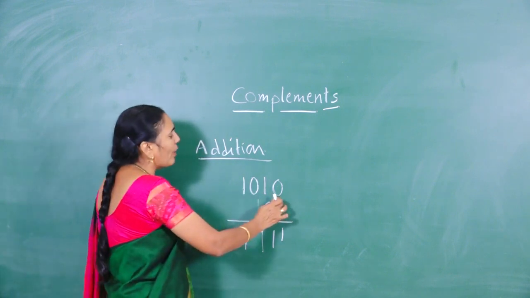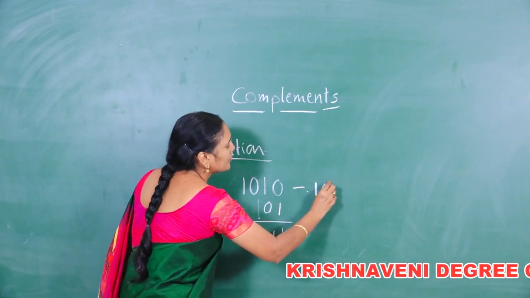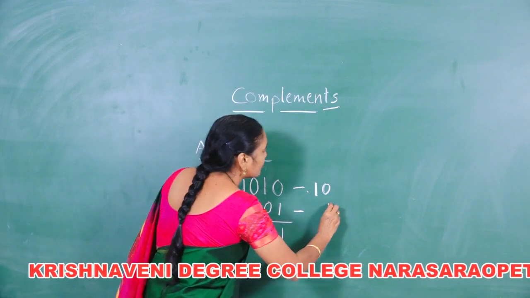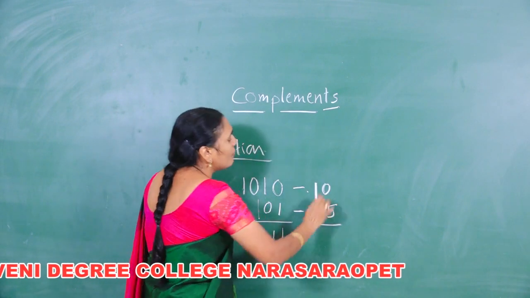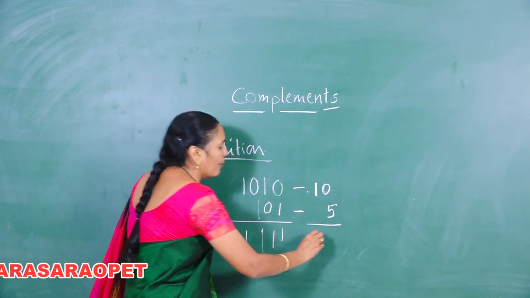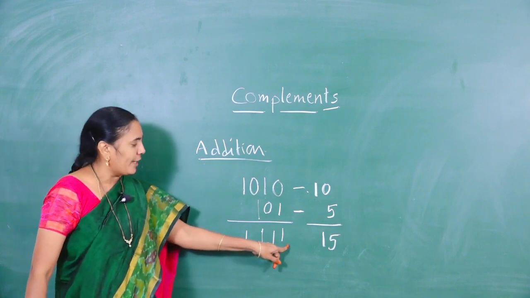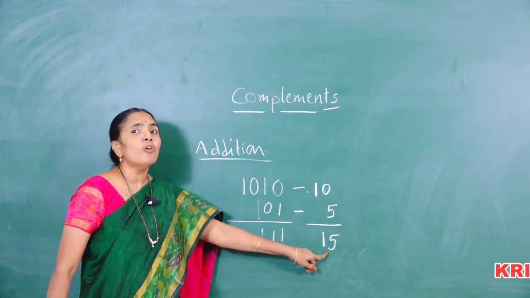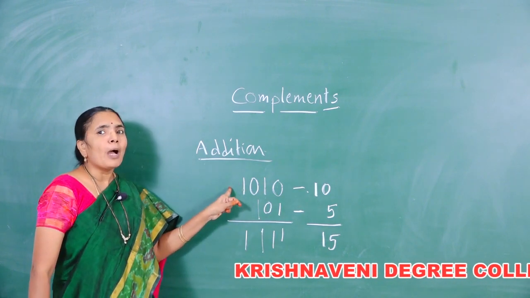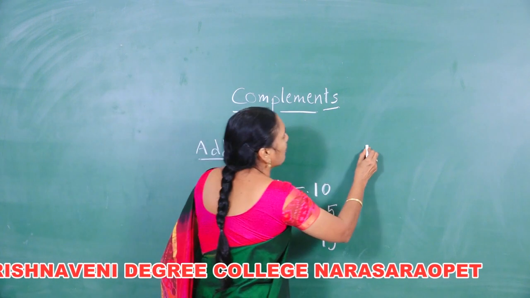Here 1010, the decimal equivalent of this number is 10 and 101, the decimal equivalent of this number is 5. When you add 10 and 5 in the decimal number system, you get 15. The answer 1111 is decimal equivalent to 15. This is the process in which we do binary addition. Now, let us move to the subtraction.